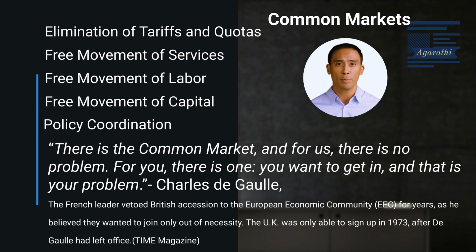A very good example would be Mercosur, the largest preferential trade agreement in Latin America, the common market of the Southern Cone. The 4 countries part of this common market include Argentina, Brazil, Paraguay, and Uruguay.